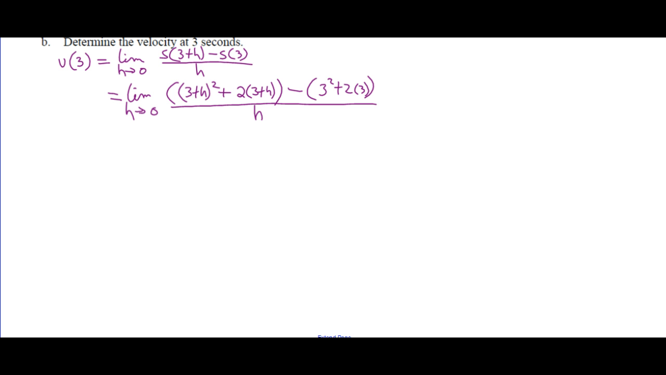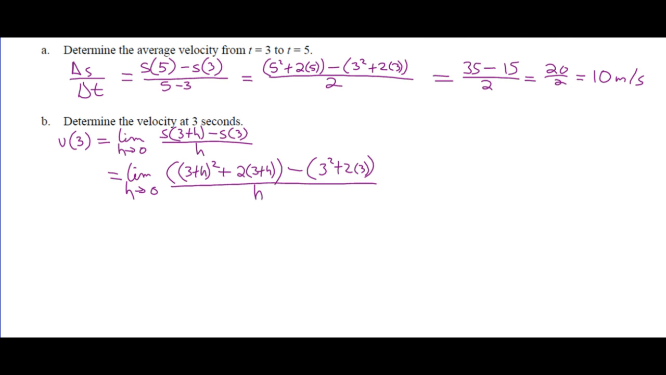Extend the page. Limit as h approaches 0. Okay, so what do we got? 3 plus h squared is going to be 9 plus 6h plus h squared plus, what do we got? 6 plus 2h minus 9 minus 9 minus 6, over h.